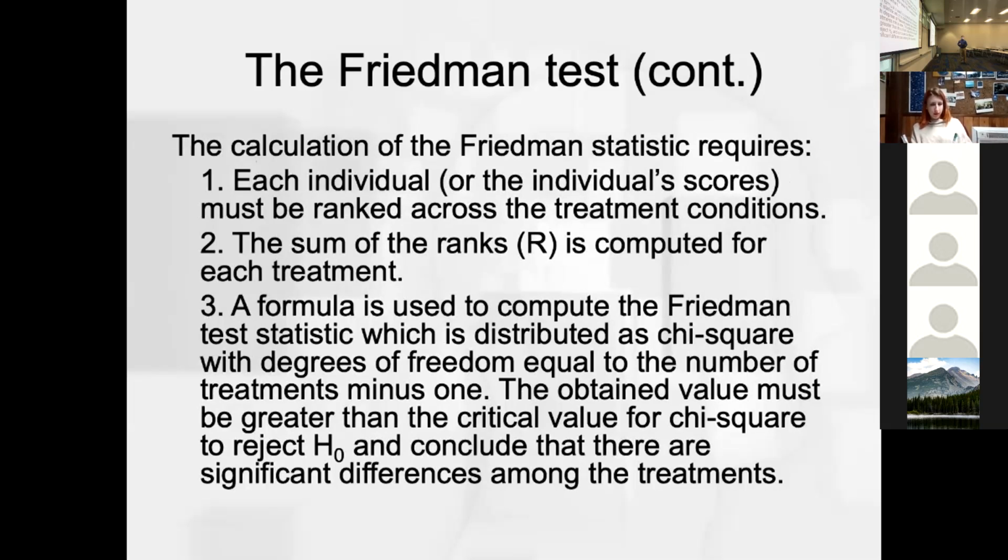There are no systematic or consistent differences among the treatments being compared. You first rank the individual scores across the treatment conditions. The sum of ranks is then computed for each treatment. A formula is then used to compute the Friedman test, which is distributed as a chi-squared statistic with degrees of freedom equal to the number of treatments minus 1, so k minus 1 again. And that obtained value must be greater than the critical value for chi-square with those degrees of freedom to reject the null and conclude that there are significant differences among the treatments.